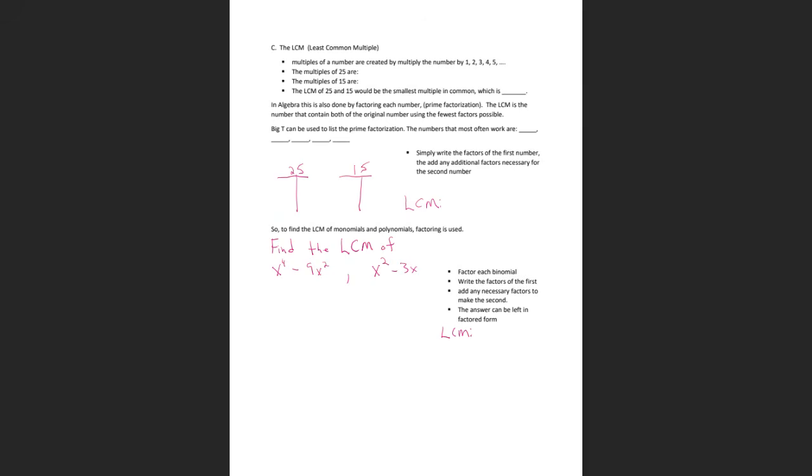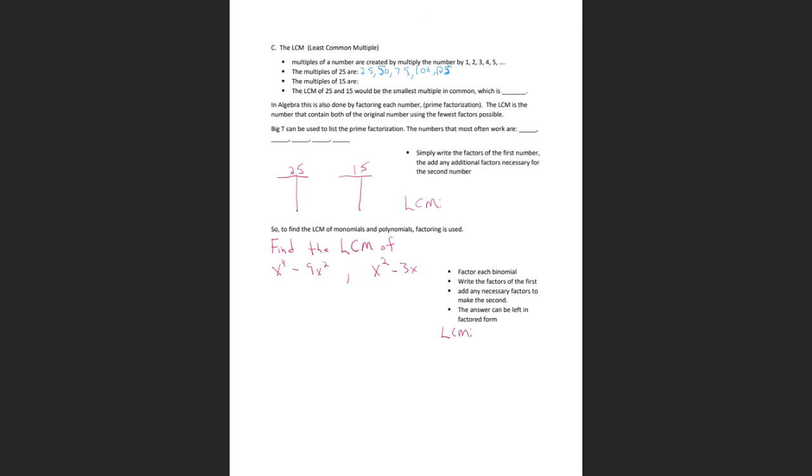So the next thing we want to get into is what we call the least common multiple. In the least common multiple, LCM, first off, we have to understand what a multiple is. Multiples of a number are created by multiplying the number by 1, 2, 3, 4, or 5. So the multiples of 25 would be, 25 times 1 would be 25. 25 times 2 would be 50. We would have 75, 100, 125. And they would just keep on going.